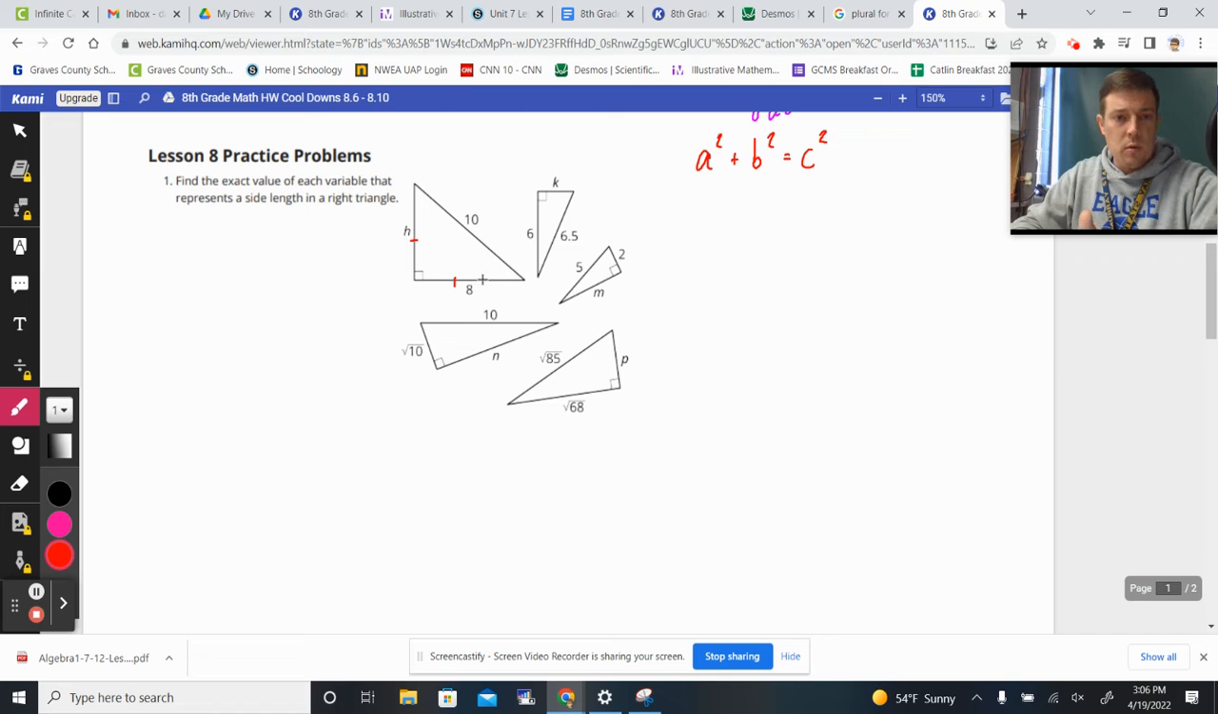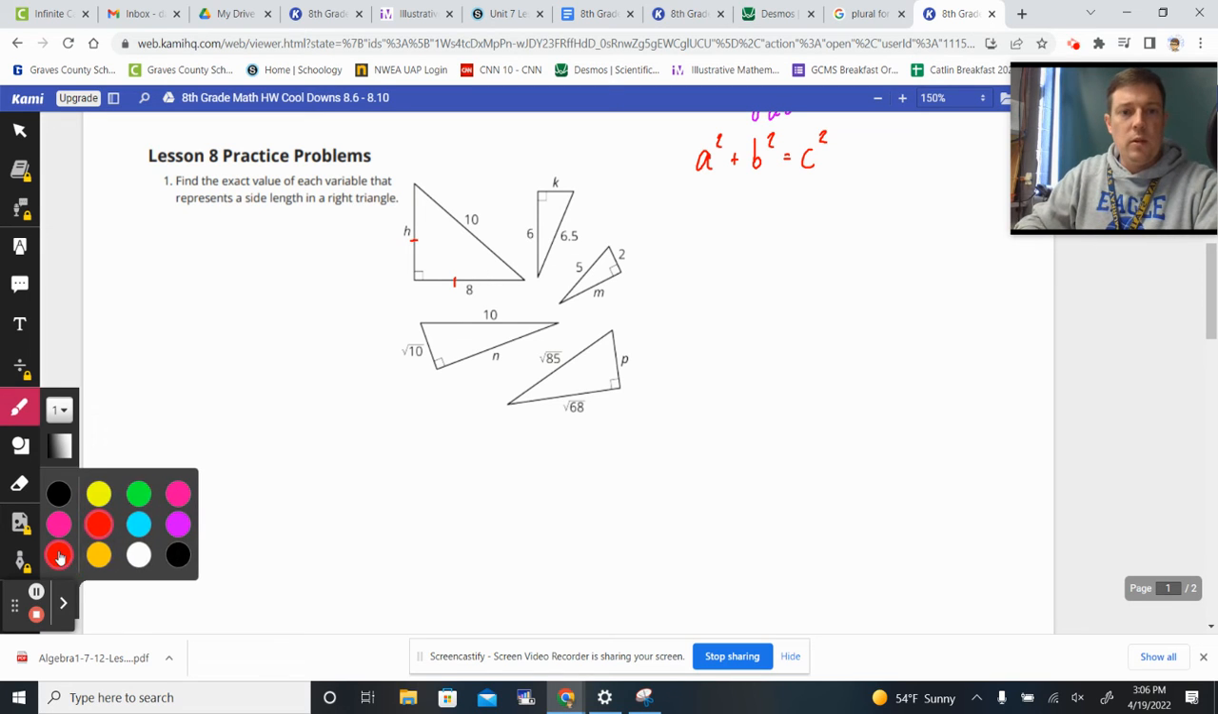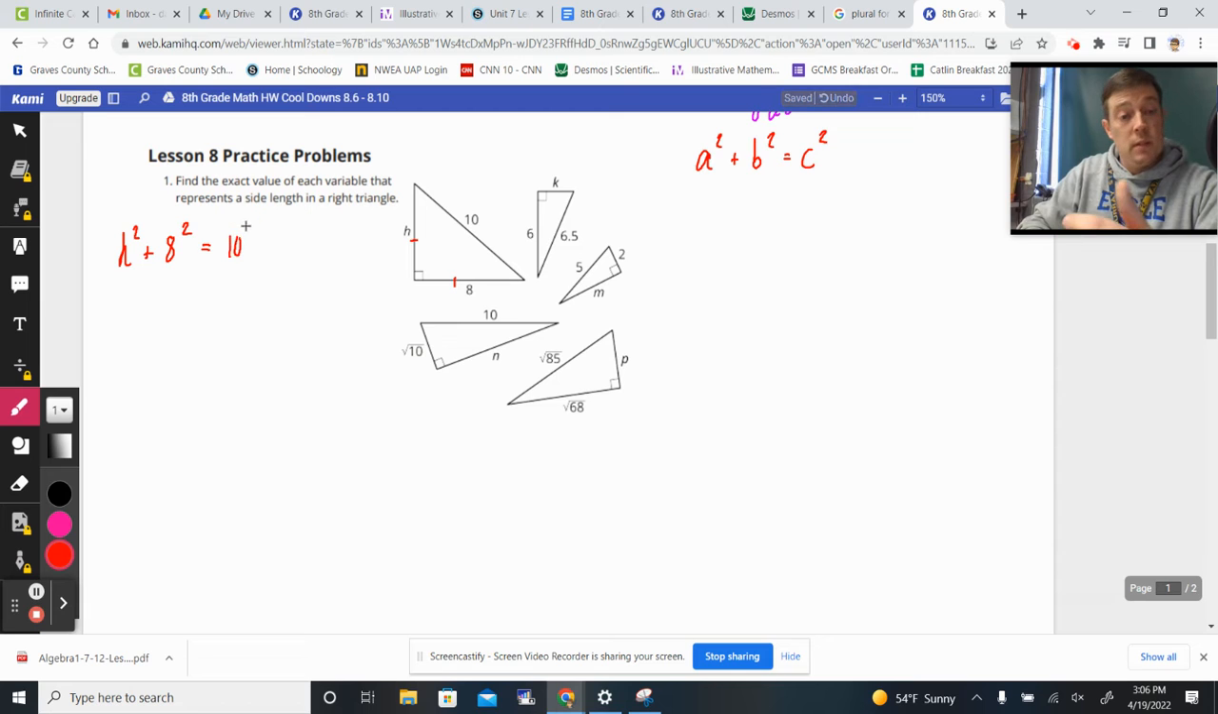All right, so if we were doing this for h, and we were trying to find out what its value was worth, we're going to set up this equation. We're going to say that h squared plus 8 squared, because that's like the a or b, these are the a's and b's. When we add their squares up, we should get 100, or I'm sorry, 10 squared, which is 100. All right, so this will be the initial setup for h. If we can find h from that equation and solve it, then we know how long h is.